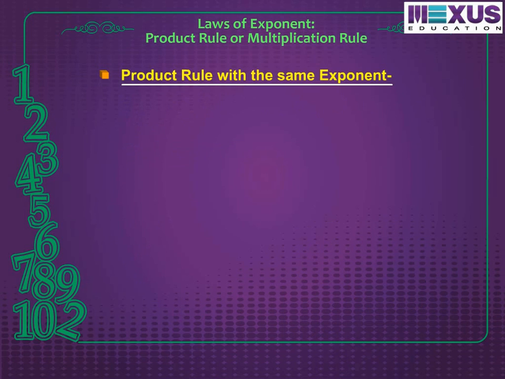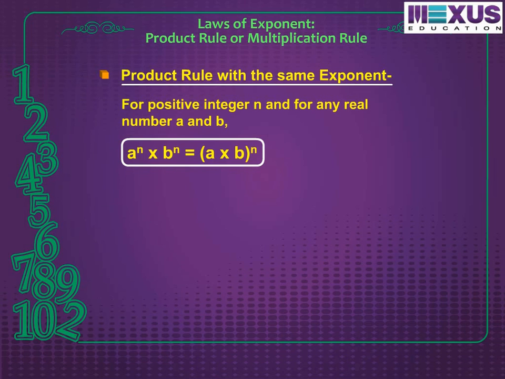Product rule with same exponent. For any positive integer n and for any real numbers a and b, a raised to power n multiplied by b raised to power n is equal to a multiplied by b, whole raised to power n. Example: x raised to 4 multiplied by y raised to 4 is equal to x into y whole raised to 4. That gives xy raised to 4.